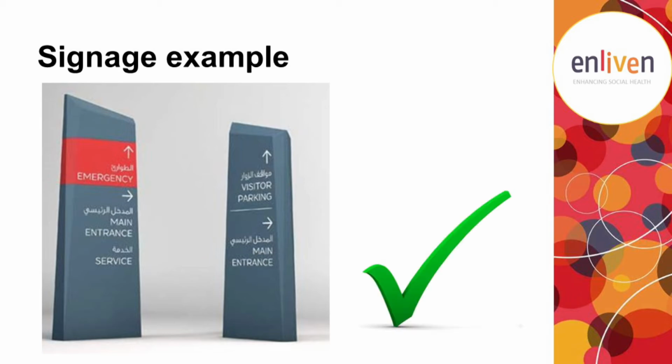So this one is a great example. There is a language in addition to English, so they are already reaching another group of people who may not have understood the words if they were only in English. They have included visuals with the arrows to indicate which direction each department is, and the emergency section is in red, which is a common colouring for emergency.